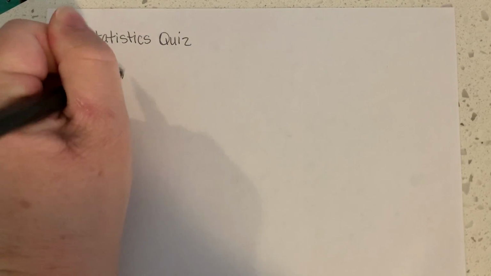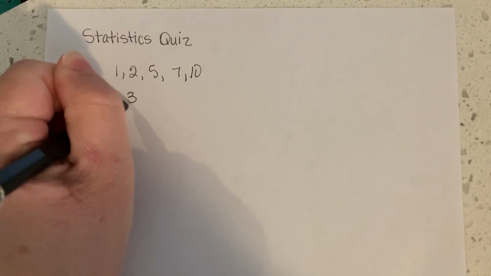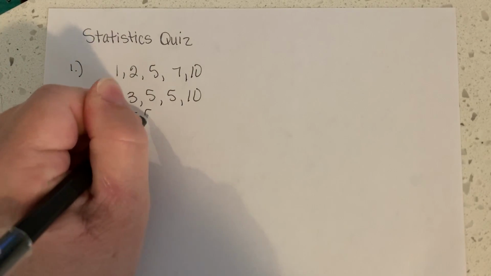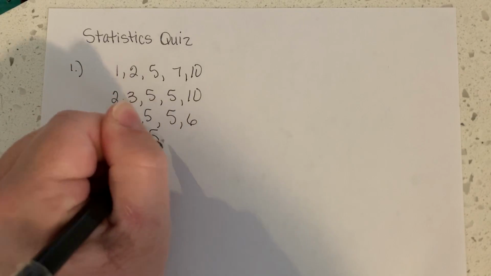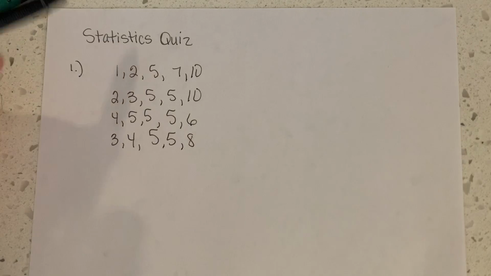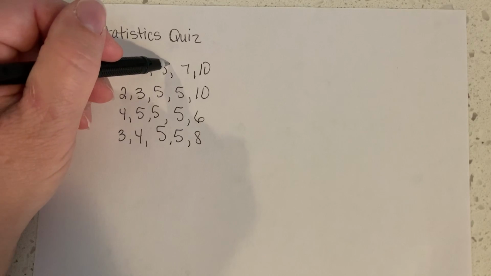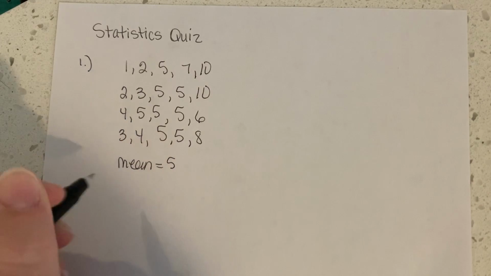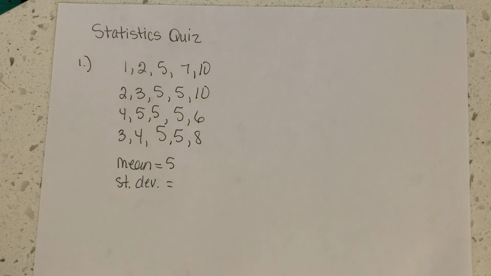One of them is 1, 2, 5, 7, and 10. Then 2, 3, 5, 5, 10. 4, 5, 5, 5, 6, and 3, 4, 5, 5, 8. Now, out of all of these data points, I'm telling you that the mean is always 5. So for every single one of them, the mean is 5. And I want the standard deviation. Okay? I want to know which one has the smallest standard deviation.